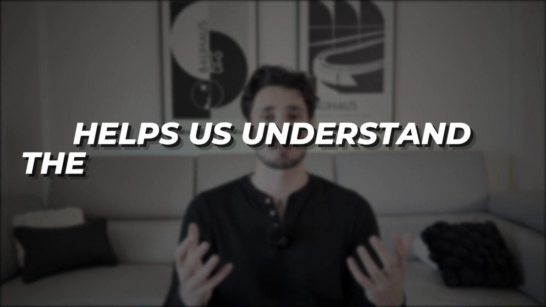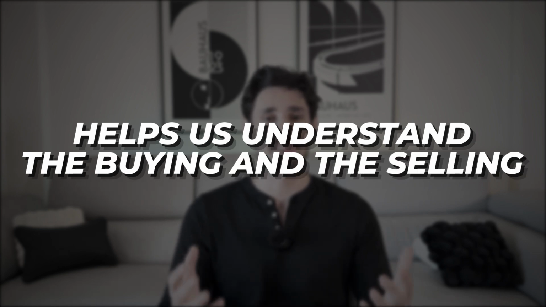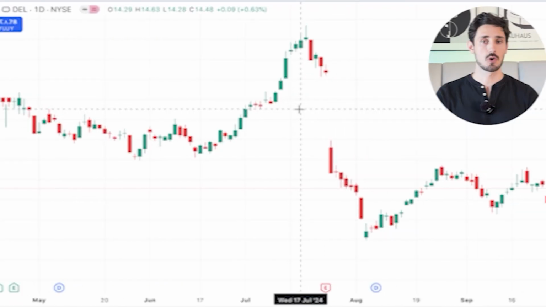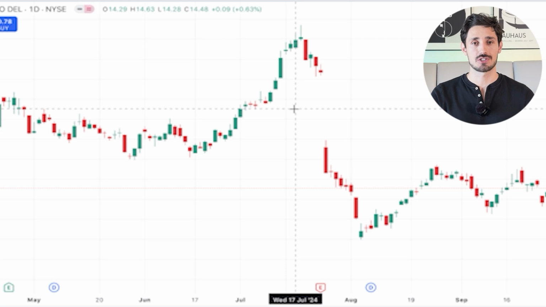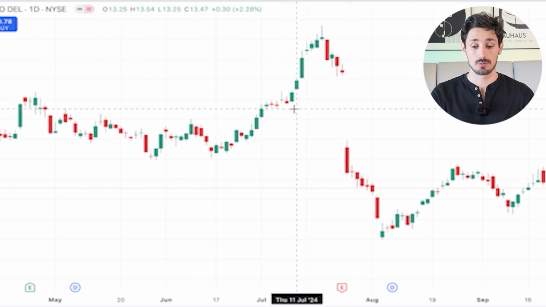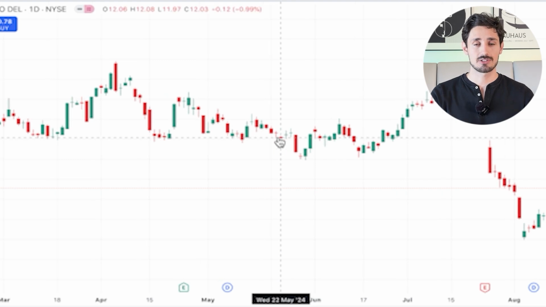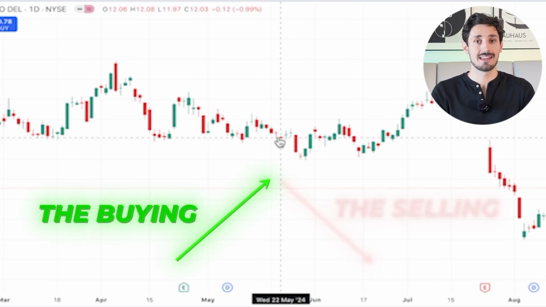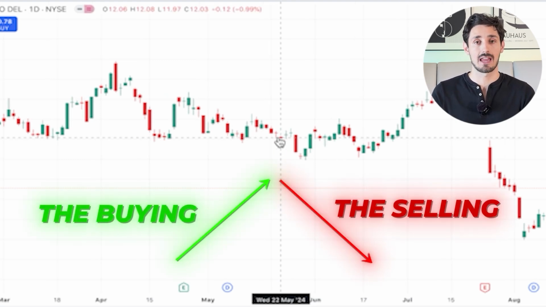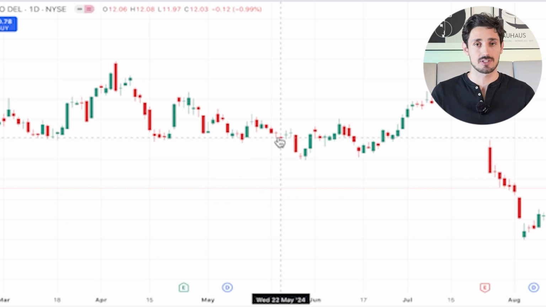The reason I like to use Japanese candles, which are the regular candles that most people use, is because it really helps us understand the buying and the selling that's occurring in the markets. The first step in reading and understanding price action is being able to read what these candlesticks are actually telling you. These candlesticks literally show you the buying and the selling that is happening in the markets, and different candlesticks can give you different types of information about what is going on with price.